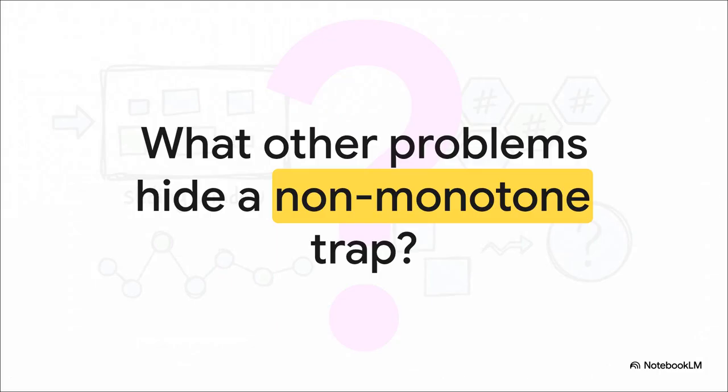And that's the thought I really want to leave you with. Where else have you seen these sneaky non-monotone traps? Think about problems like finding subarrays that sum to a specific target value, or maybe properties related to parity. Spotting the trap before you start coding is the real key.